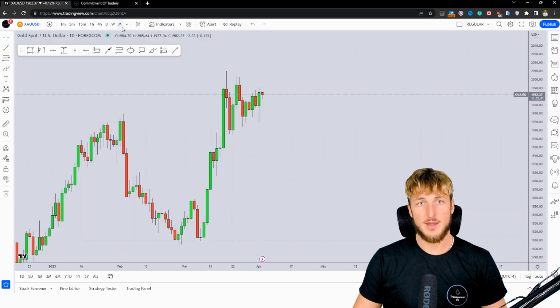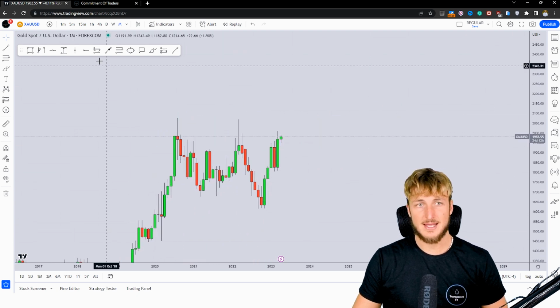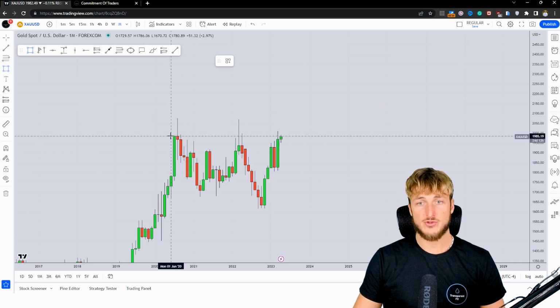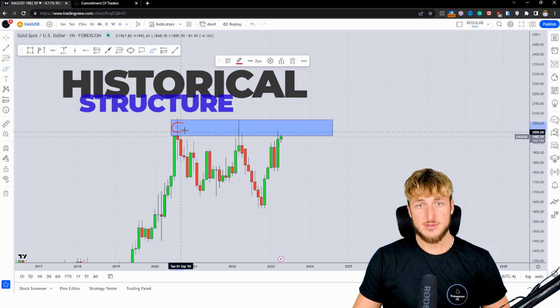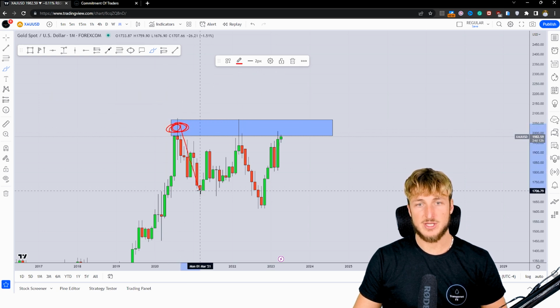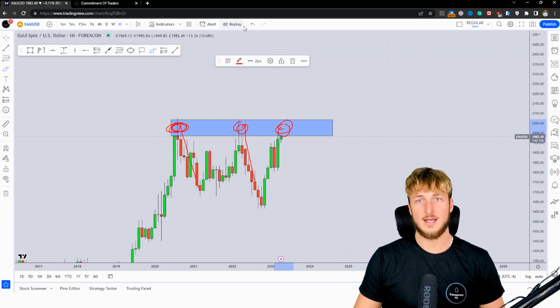Now, starting from the monthly time frame, what we can see is that at the moment the market has just entered inside of a quite strong historical structure level for this market. In fact, this zone was acting as previous resistance here, again started acting as resistance here, and at the moment the market just entered once again into this area.